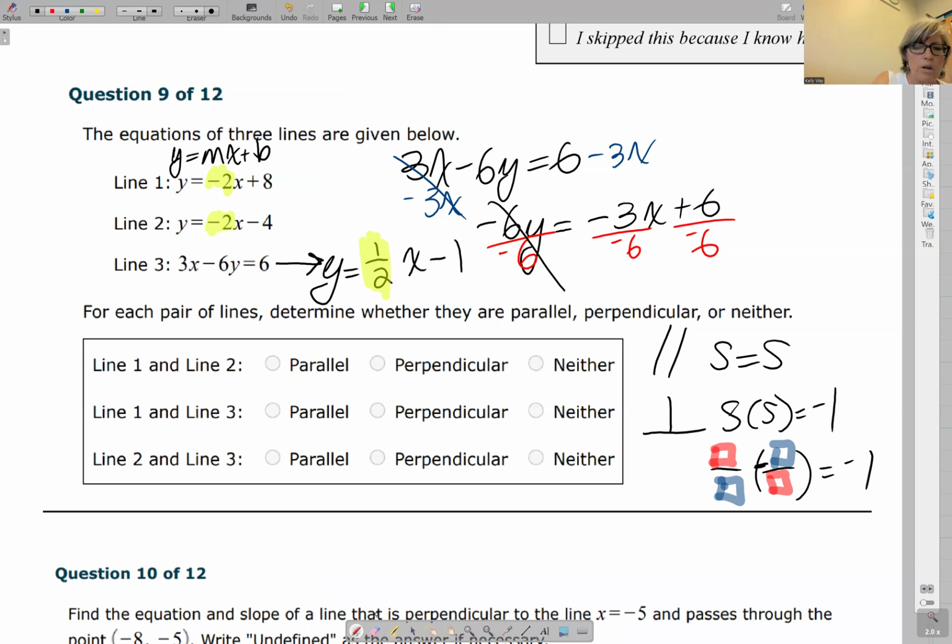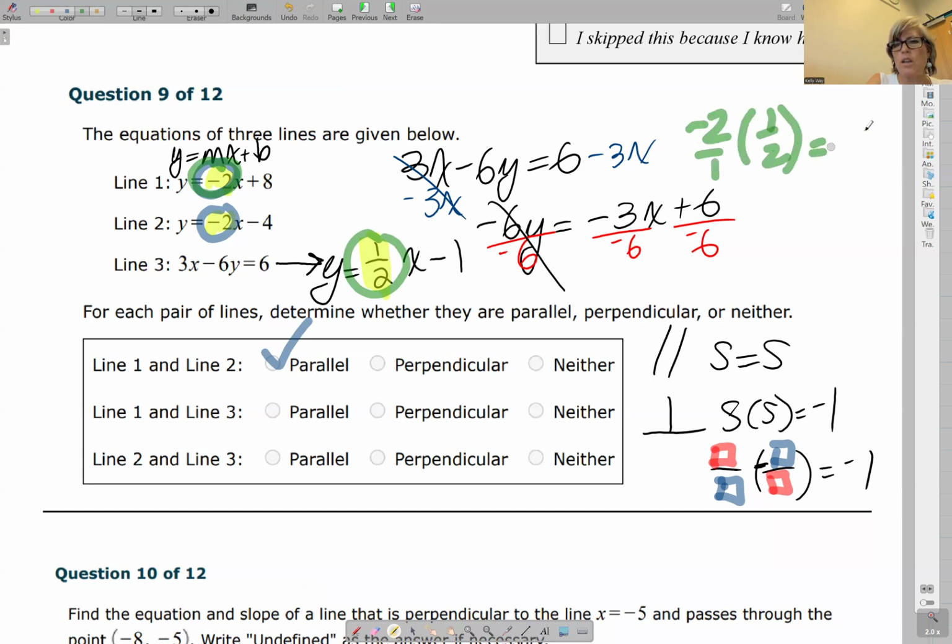So lines 1 and 2, take a look here. Line 1, line 2, they're exactly the same. Therefore, they are parallel. Line 1 and 3, here's line 1 and line 3. That is -2 over 1 times 1 over 2. That does equal -1. So that means they're perpendicular. Last, line 2 and 3. Again, that's -2 times 1 over 2, and that is going to be perpendicular.